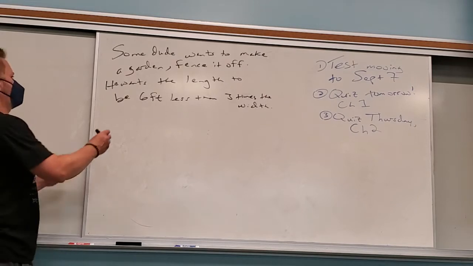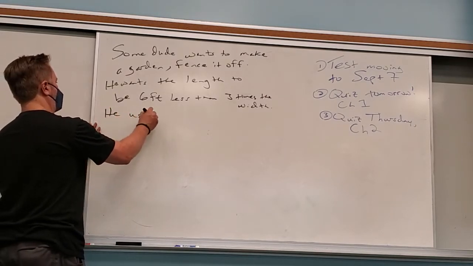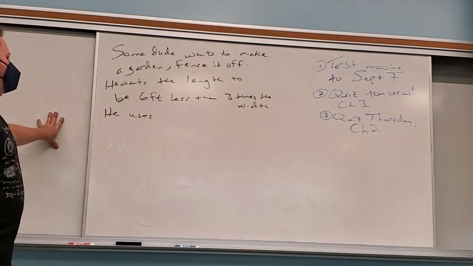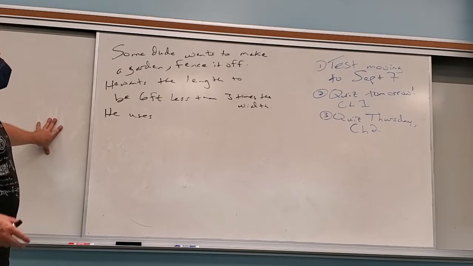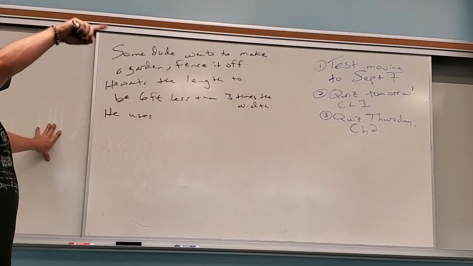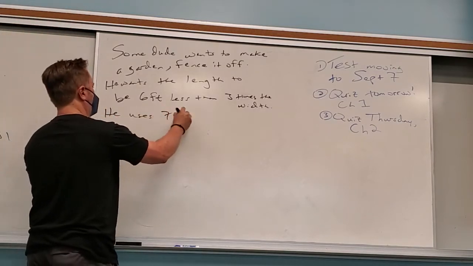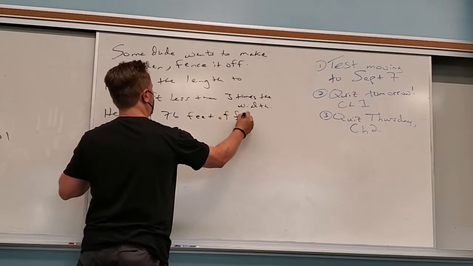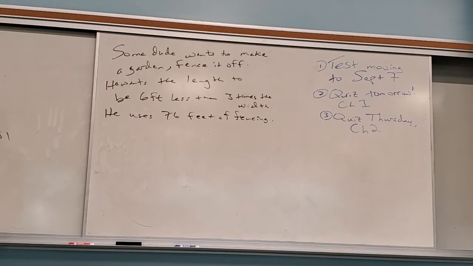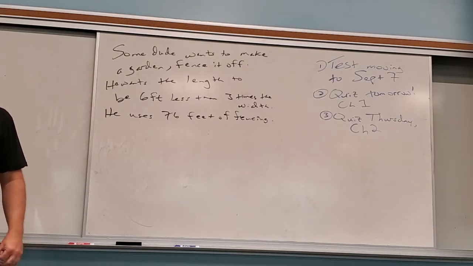So let's say he ends up using, gotta make something that works. All right, so he uses 76 feet of fencing. What are the dimensions of his garden, right? So this is a rectangular garden. I could even state that to make it a little more clear.